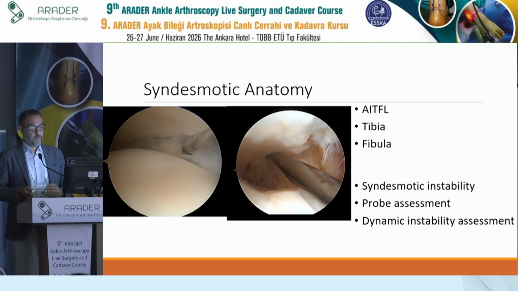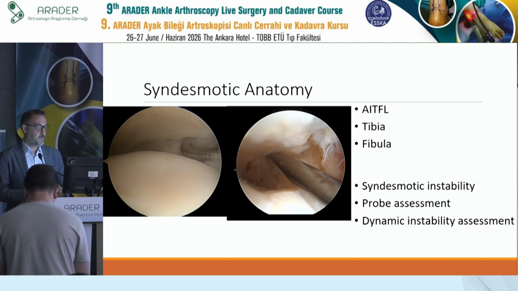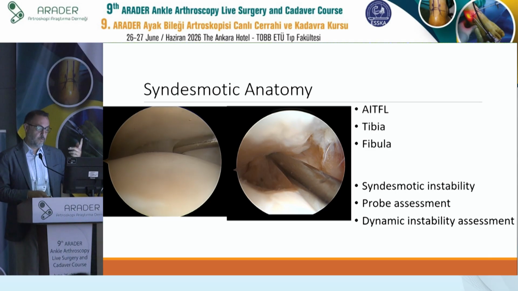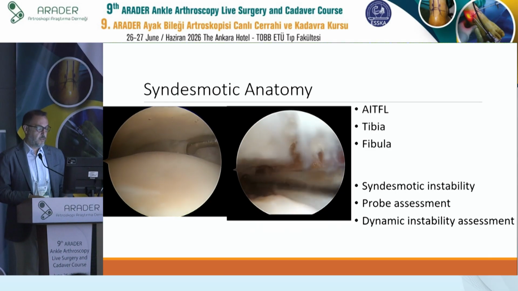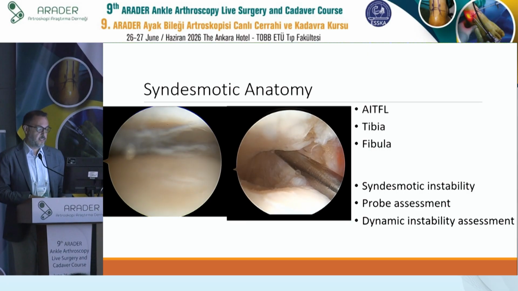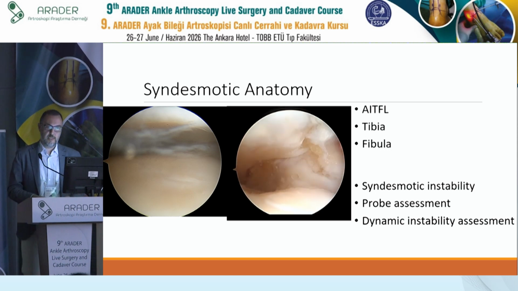And we can check from here the syndesmotic instability, the prop assessment, and dynamic instability assessment. Here on the left-hand side, you can see that our prop doesn't go much more proximal. But here, this was a patient who got her injuries 6 or 7 months later, and you can see she doesn't get the ATFL, and the prop goes far beyond the joint line.